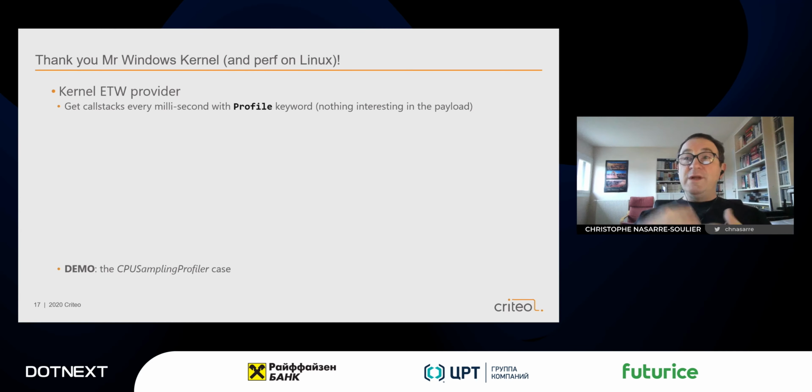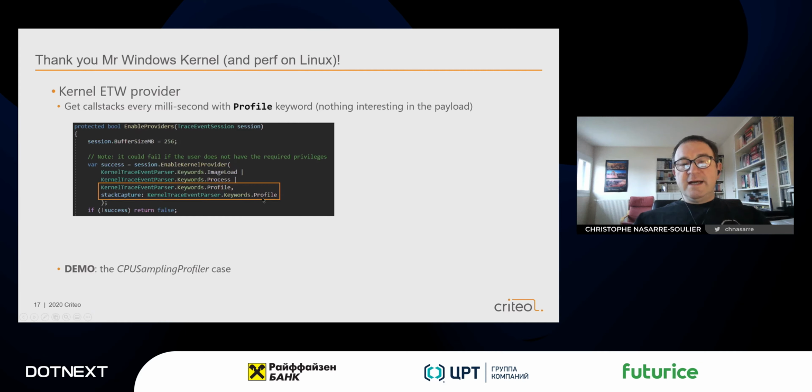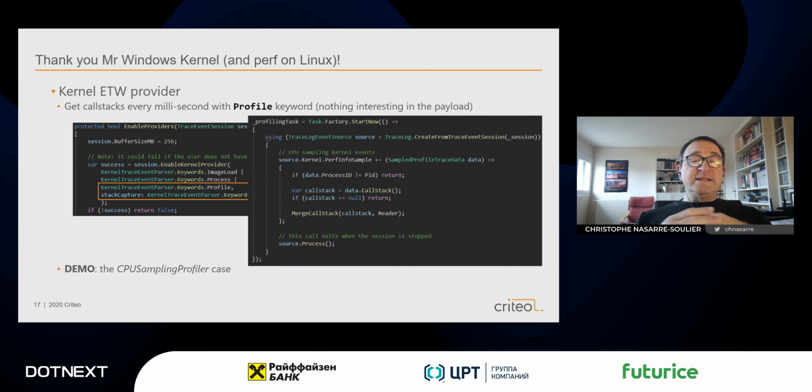So you have to enable the kernel providers, as always, and this time you add the profile keyword, plus you tell it that it needs to capture the call stack for all the events that will be sent. Once this is done, you have the same stuff that I've already shown you. You create the task. In the task, you wrap the session with the source, the magical type, and you listen to one simple event here. I didn't take the time to write my own specific event handler. I'm listening directly to the perf info sample event from the kernel trace event parser, and I'm getting the call stack for that event, and I'm merging the call stack. I will come back to the merging later, and I'm calling the process blocking call that I've already explained for the memory, and that's it.